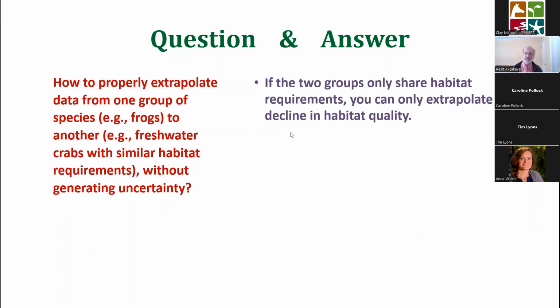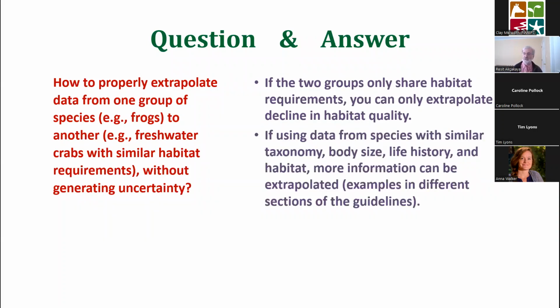So you can extrapolate decline in habitat quality, but you cannot extrapolate, for instance, area of occupancy or population size or anything else, right? You can only extrapolate habitat quality declines. But if you have more similarities, if there are two species in the same taxonomic group, perhaps in the same genus, they have similar body size, similar life history, similar habitat requirements, then you can extrapolate more. And these kinds of issues are discussed in different sections of the guidelines, and I'll give an example when we talk about generation length later.